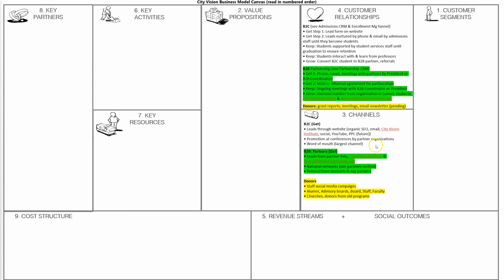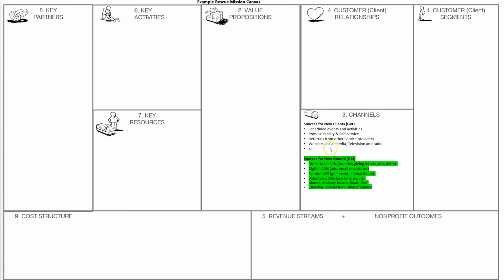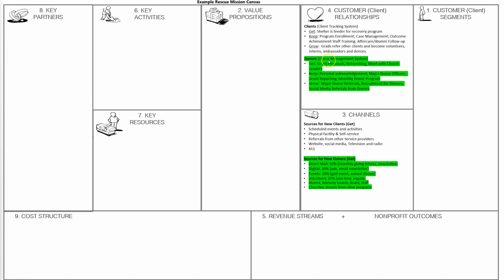So that's for City Vision. You can see a similar breakdown for a rescue mission. This might be more typical for regular nonprofits. You have direct mail, digital, events, volunteers. All of these can be sources of donors. You might get some from alumni, advisory board and staff. And then you get churches and donors from other programs. And then you have sources for new clients. With donors, you're going to have a donor management system, and you're going to have a client tracking system.